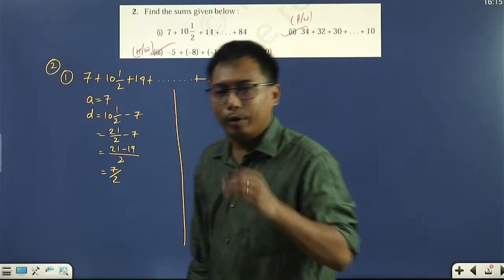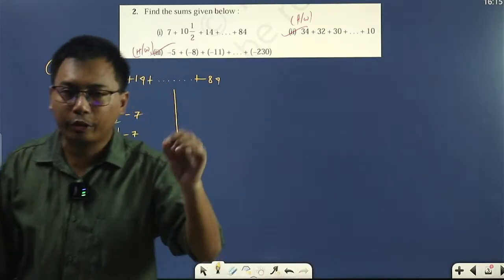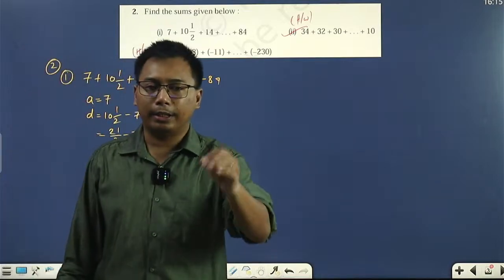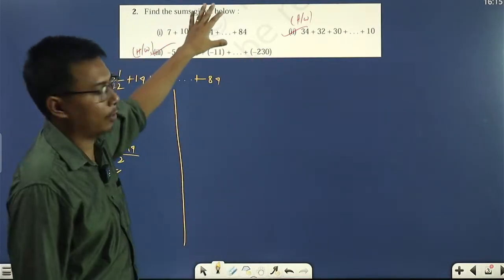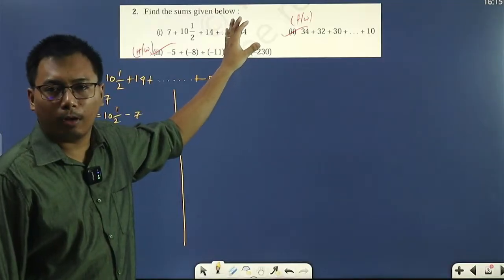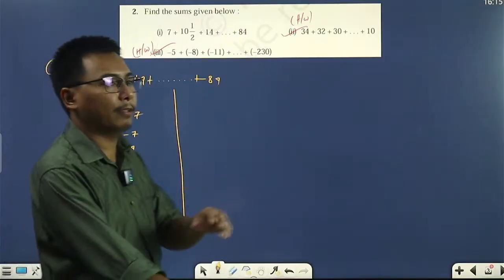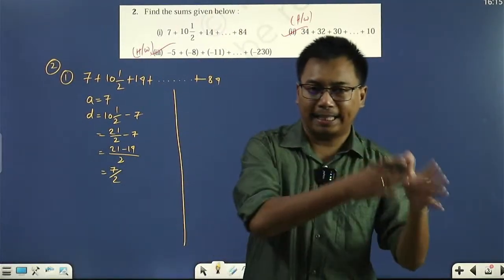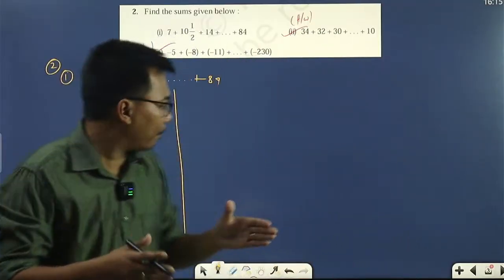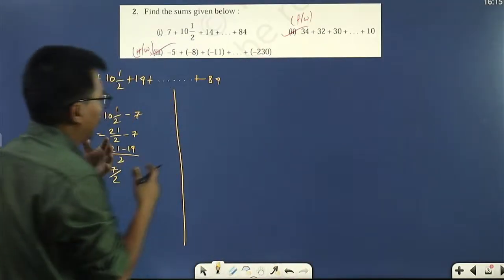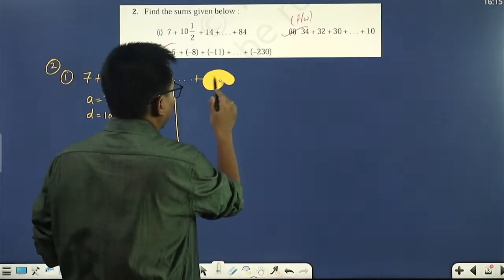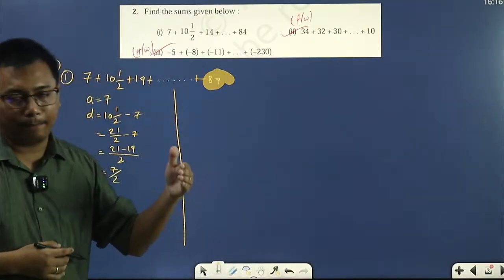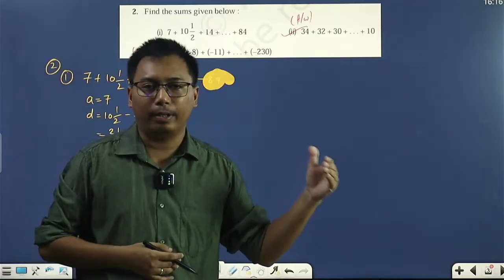No. We do not know how many terms are here, which means our first step will be to find the number of terms in this particular AP. We have to find the number of terms first, then only we can use Sn. So how do we find the number of terms? We will use the last term. 84 is our last term in this AP, right?